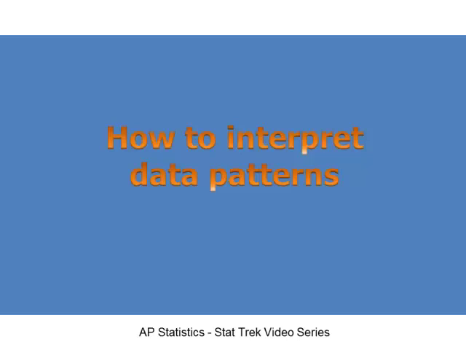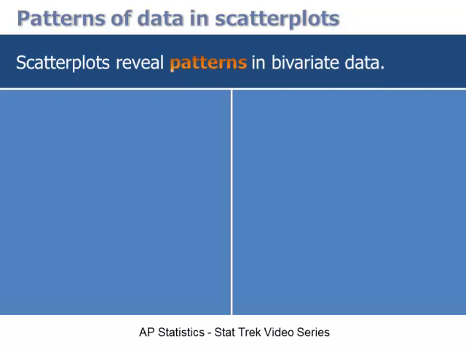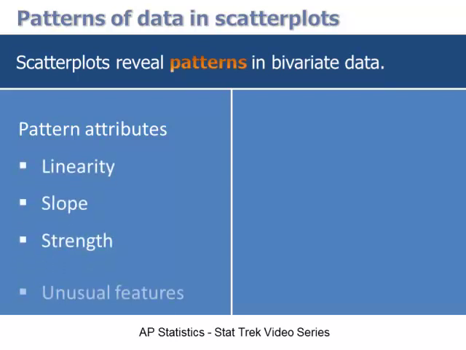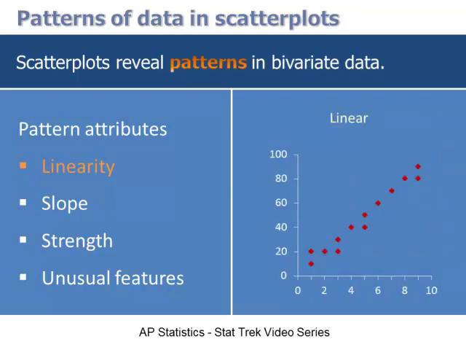Let's talk about how to interpret patterns of data in scatter plots. Scatter plots are used to analyze patterns in bivariate data. These patterns are described in terms of 4 attributes: linearity, slope, strength, and unusual features. Linearity refers to whether a data pattern is linear, which is indicated by a relatively straight pattern of dots, or nonlinear, which is indicated by a curved pattern of dots.